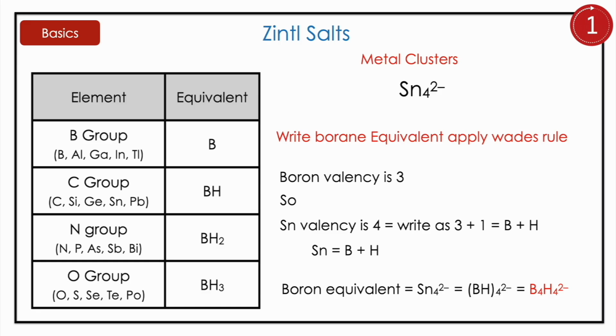So Wade's rule originated from boron. So we will write the boron equivalent. So tin can be written as BH. So the whole formula becomes (BH)4 2 minus, simply B4H4 2 minus. In this way you can find for the boron group, carbon group, nitrogen group as well as oxygen group. So the fact here is you should learn the equivalents, then solve the structure.